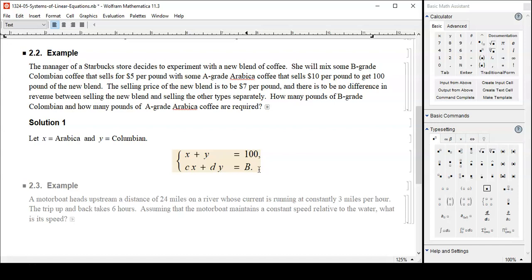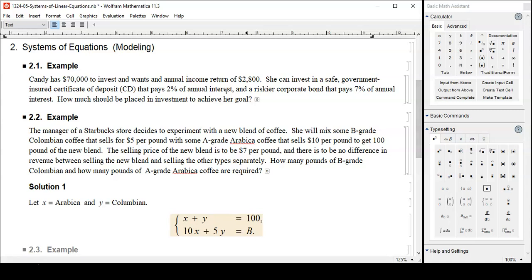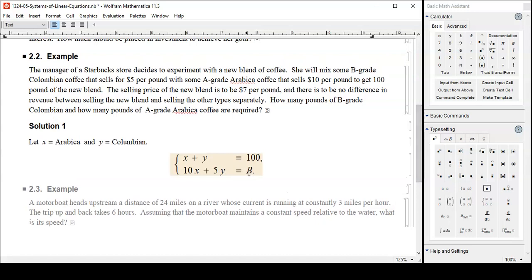Now, the other one is a bit trickier. $5 per pound for Colombian, so that's 5, and $10 per pound, that's Arabica. But then again, what's the right-hand side? In the previous problem, the yield of 2,800 was there. In this problem, this is not specified. Somehow you have to get it right.